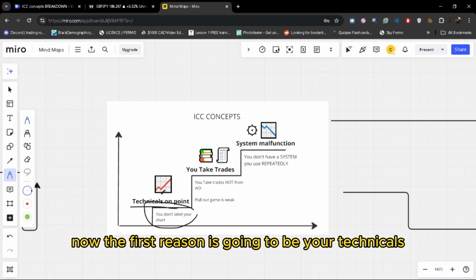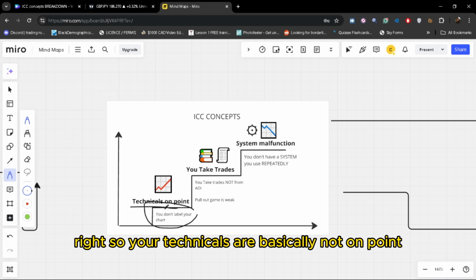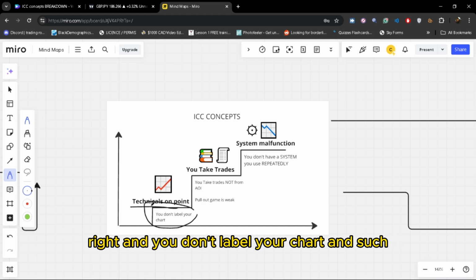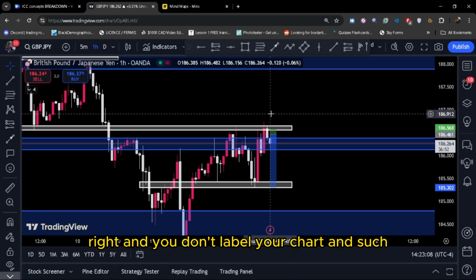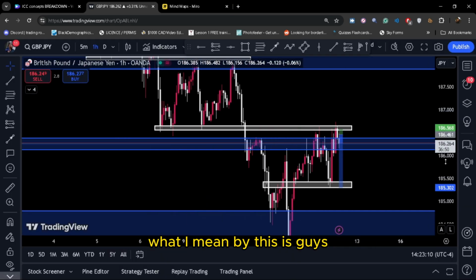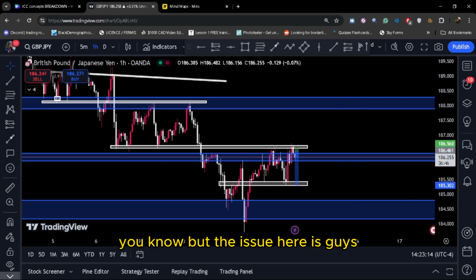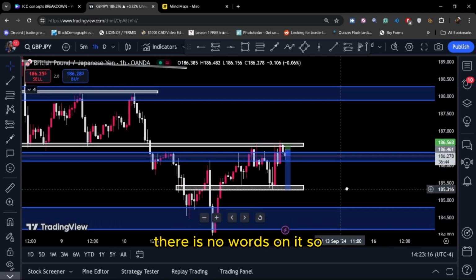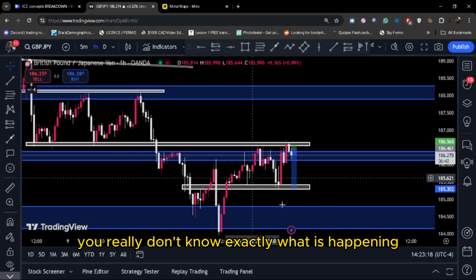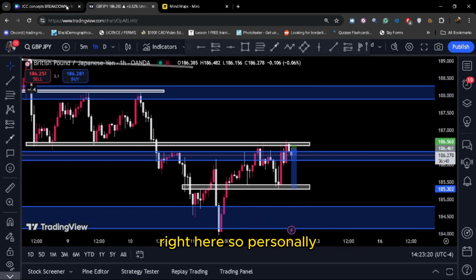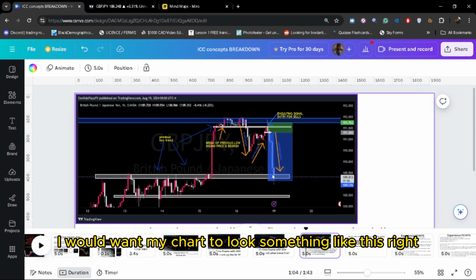Now, the first reason is going to be your technicals, right? So your technicals are basically not on point, right? And you don't label your chart. Essentially, what I mean by this is, guys, you see how my chart here looks clean, but the issue here is, guys, there are no words on it, right? So you really don't know exactly what is happening right here. So personally, I would want my chart to look something like this, right?